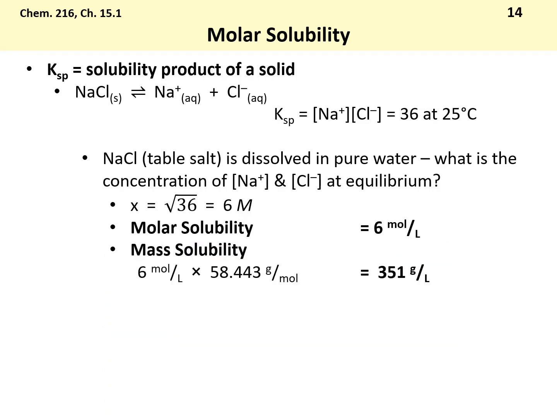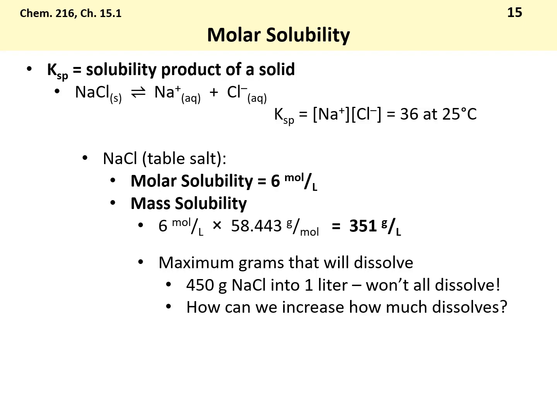Okay. All right, so molar solubility and mass solubility are good ways to define how much of a compound will dissolve in water. This is the maximum amount of grams that will dissolve. So let's say I were to put 450 grams into 1 liter of water. Well, what's going to happen is it's not all going to dissolve. 351 grams of it will dissolve, and I can have left over about 99 grams that'll just be at the bottom of my cup, right?